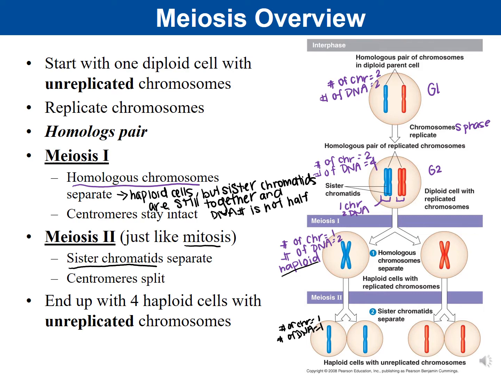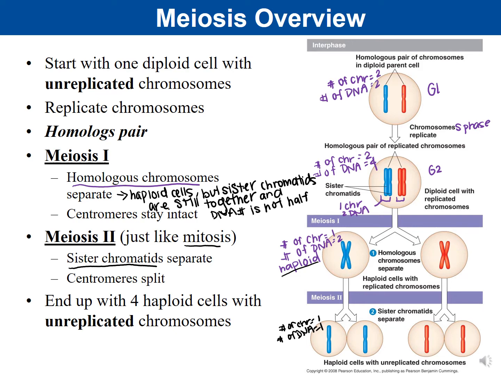Now, a couple interesting things. Between meiosis 1 and meiosis 2, the cell doesn't go through interphase again. So it's not going to go PMAT and then interphase and then PMAT again. It's just going to go directly from meiosis 1 into meiosis 2. So that's something interesting to know.